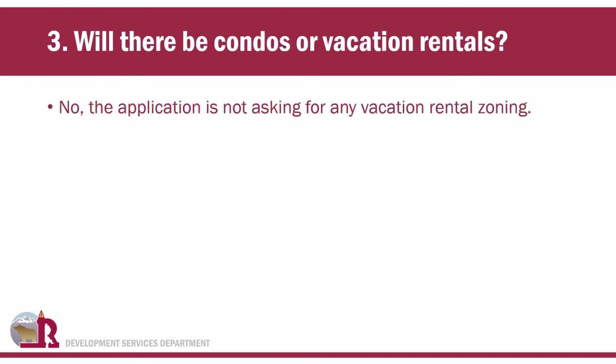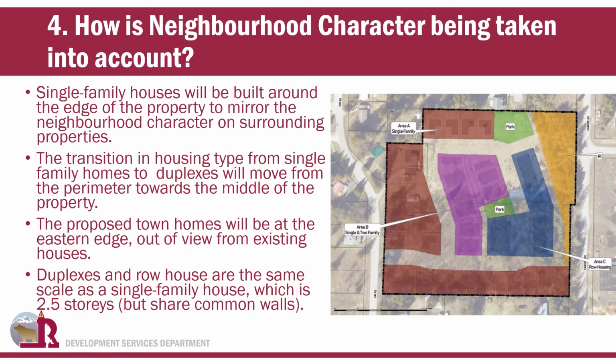Question 3 is a straightforward answer. There is no vacation rental zoning being proposed for this development application. Neighborhood character is being accounted for in the proposal by placing single-family parcels around the periphery as well as a park adjacent to an existing home. The middle of the property is where a pocket park and duplexes and townhomes will be located. The height of the residential units throughout the proposed development will be the same, which means there will not be over 2.5 stories built on any of the parcel buildings.